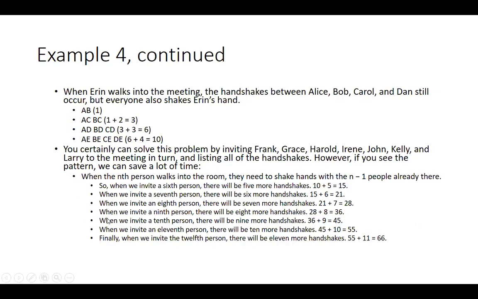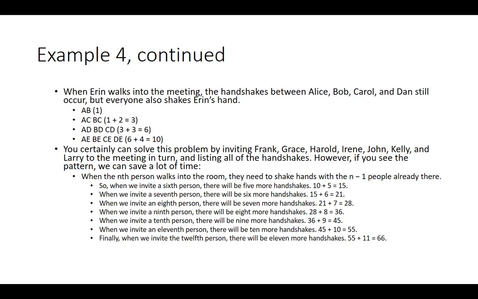When Aaron, E-name, walks into the meeting, the handshakes between Alice, Bob, Carol, and Dan still occur, but everyone also shakes Aaron's hand. So we're adding 4 more. So we had 1, then we added 2 more, then we added 3 more, then we added 4 more. We certainly can solve this problem by inviting Frank, Grace, Harold, Irene, John, Kelly, and Larry to the meeting in turn and listing all of the handshakes. However, if you see the pattern, we can save a lot of time.